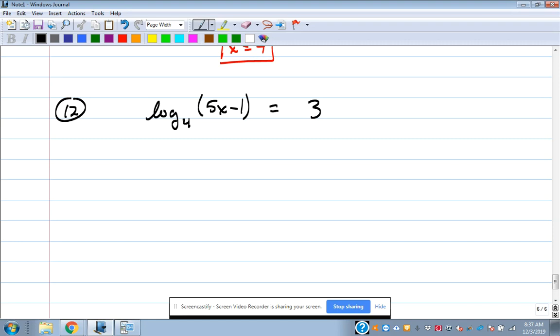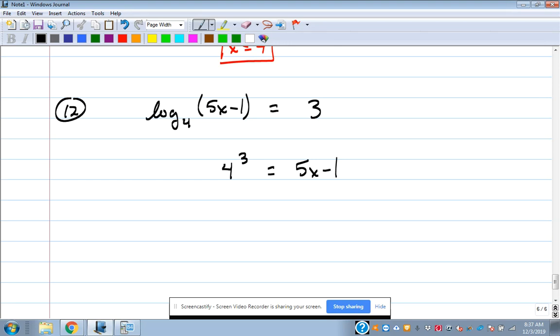What's the base? 4. Logarithms are the same thing as what? Exponents. That's right. So that logarithm is equal to the exponent, which is 3, and it's equal to 5x minus 1. That's just using the property we used yesterday to rewrite it as an exponential. We didn't do any extra work there, and we get this equation.